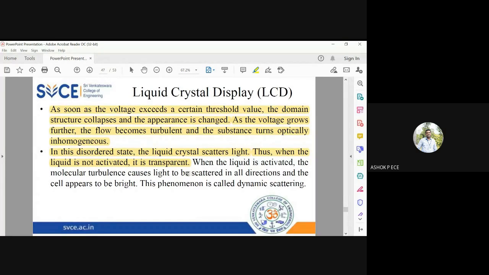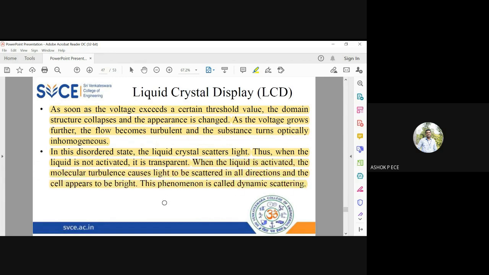But when the liquid crystal is activated by a voltage or an electric field, it is going to scatter the light, and the cell appears to be bright. When the light is being scattered from a particular cell, it appears bright. But when light is traveling inside the cell, it appears dull. So when the liquid is activated, the molecular turbulence causes light to be scattered in all directions and the cell appears to be bright. This phenomenon is called dynamic scattering.